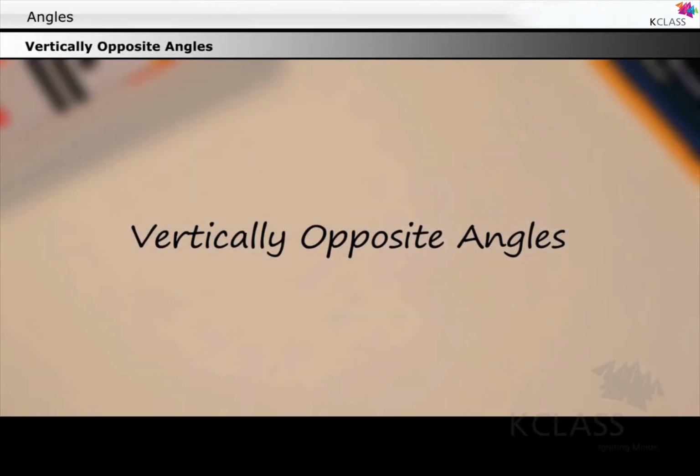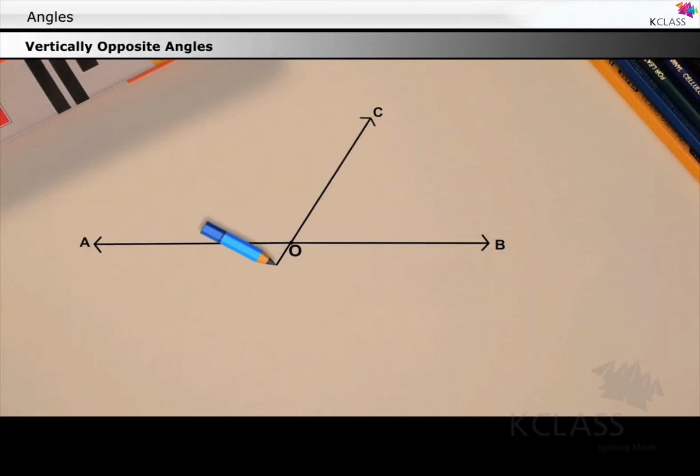Vertically opposite angles. Take a look at this figure that I'm drawing. Here lines AB and CD intersect at a point O. As a result, two pairs of angles are formed. See this? This is the first pair marked as A. The angles are opposite to each other. Similarly, here is the other pair marked as B. Again, these two angles are opposite to each other.